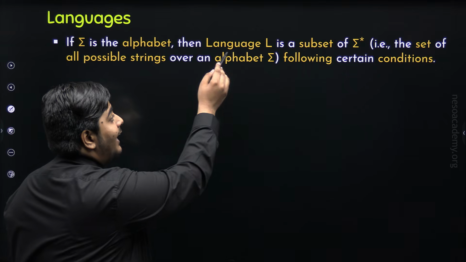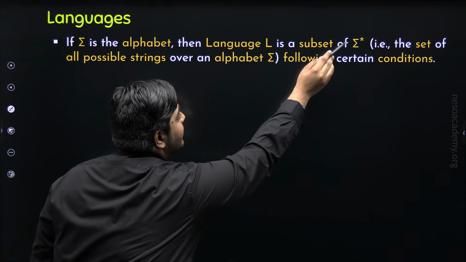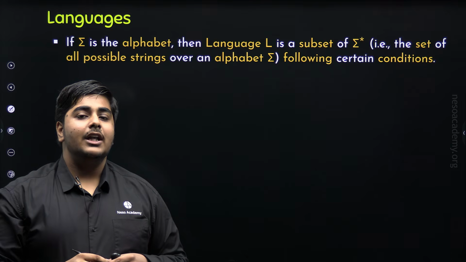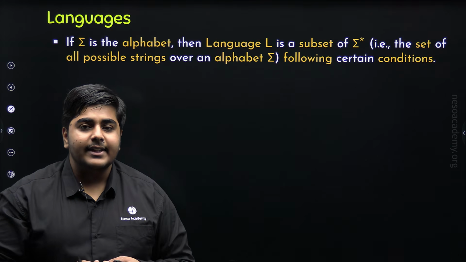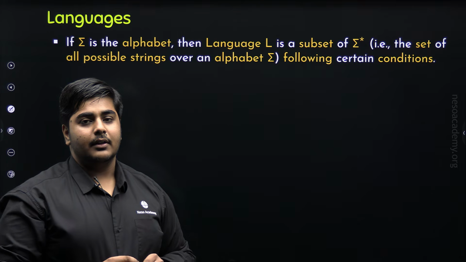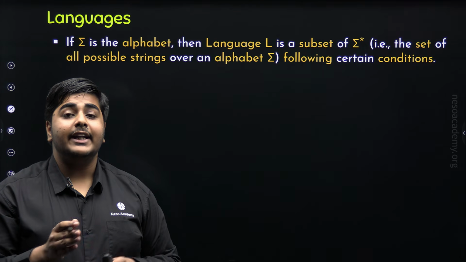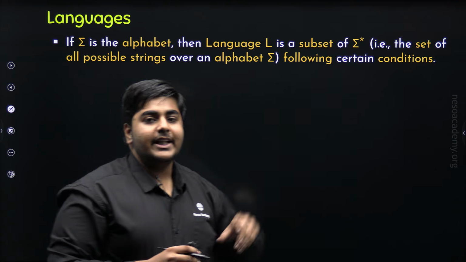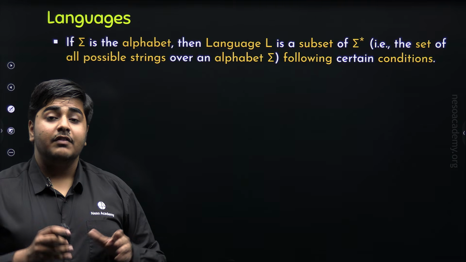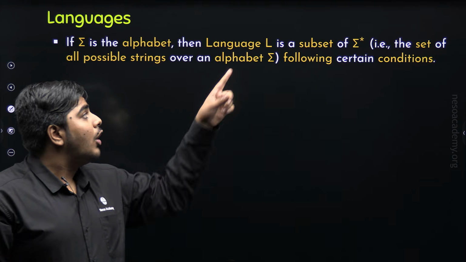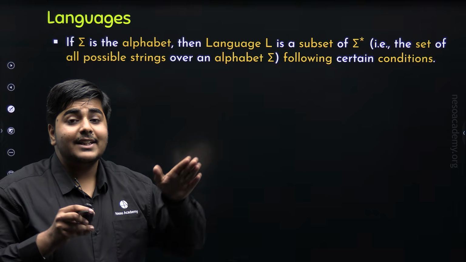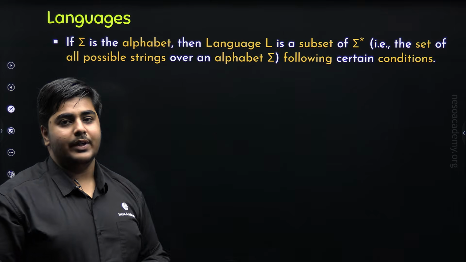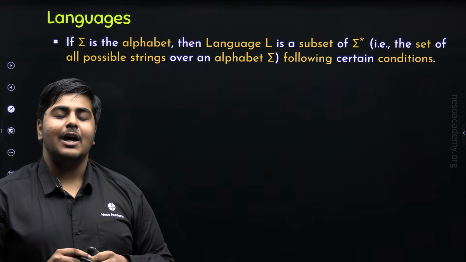And our language L is a subset of this universal set sigma star. That means language L will not contain all the strings contained in sigma star. Language L will only contain those strings from sigma star which follow certain conditions. That means we apply a given condition on sigma star, and only the strings that satisfy those conditions will be part of our language. So I hope this definition is now clear to you.